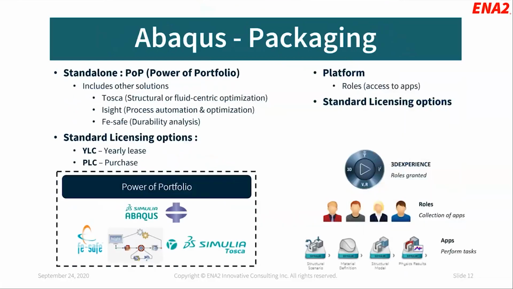It's important to understand how Abaqus is packaged. We initially have an option of using Abaqus as a standalone, which is one of the products that belongs to what we call the Power of Portfolio. The Power of Portfolio is essentially comprised of 4 products, including Abaqus, Tosca for your structural or fluid-centric optimization, Isight for your process automation and optimization, and fe-safe for your durability analysis. We have several licensing options, but the most common ones are YLC and PLC, which are yearly renewals and purchase of the software, and you can go in for annual maintenance as per your requirements.